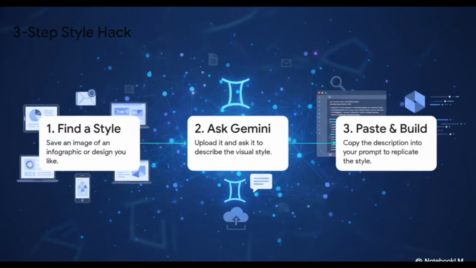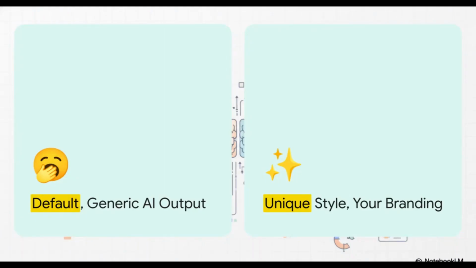It's so easy. First, you find an image online, an infographic, a dashboard, whatever, that has a visual style you just absolutely love. Save it. Second, upload that image to Gemini and literally ask it, describe this image's visual style in detail for replication. It will give you this perfect breakdown of the colors, the fonts, the layout, the entire design language. Finally, you just copy that description and you paste it at the beginning of your prompt when you're generating your next visual. And this is the result.